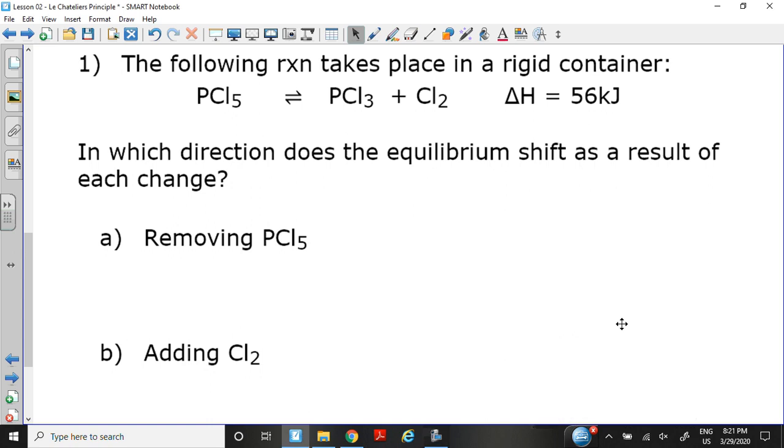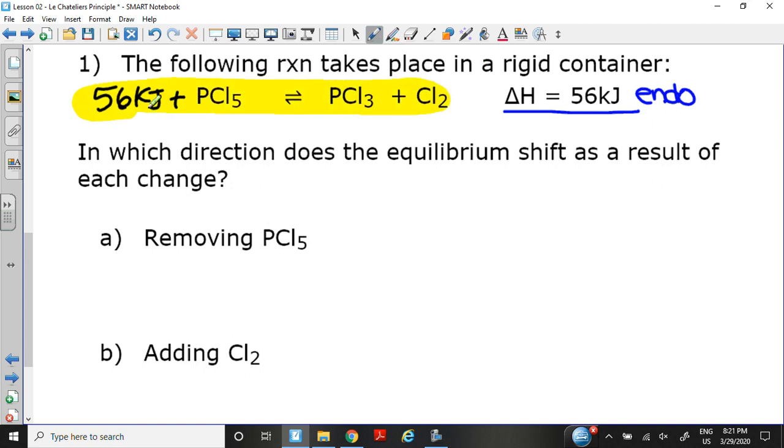All right, so we're back. Hopefully you've had a moment to try this problem out. So the first thing that we would always want to do is take our energy and put it into the equation. Here we've got a positive enthalpy, so that means this is endothermic. Endothermic, our energy is going to be on our reactant side. So I'm going to put that in there, and I'm going to use this equation with the energy written in there to follow along with my answers.